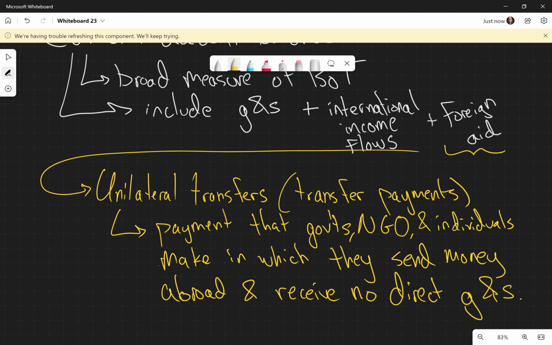All right, so that's just kind of all of our definition stuff. Let's jump into the historical and international context of it.